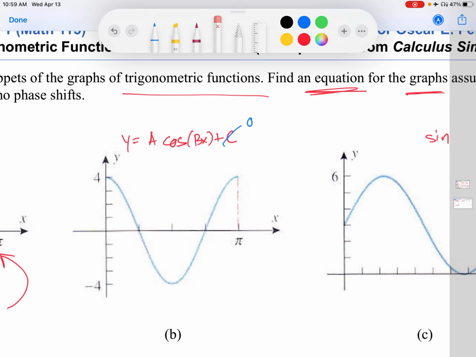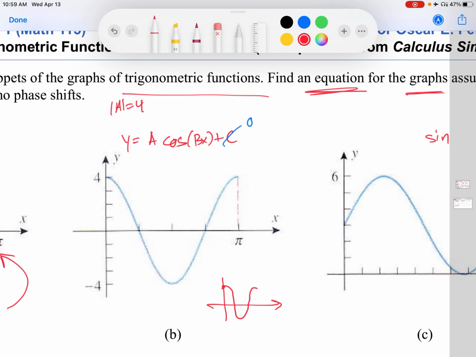Go back and look at the amplitude one more time. So if I start at y equals 0, I have to go up by 4, and I have to go down by 4. Okay, so my amplitude is 4. So absolute value of a is 4. Same question then, does a equal 4 or does a equal negative 4? How would I know? Same answer as before.